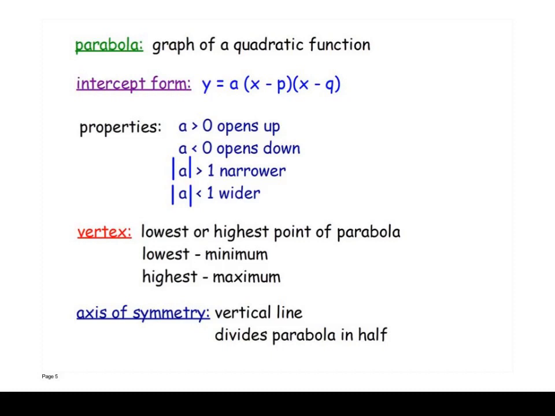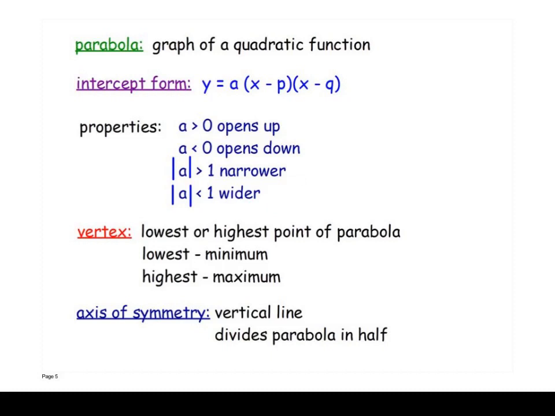Some properties of our leading coefficient will change the shape of our parabola. When our a is greater than 0, our parabola will open up. When a is less than 0, our parabola opens down. When our leading coefficient is greater than 1, it becomes more narrow. And when our leading coefficient is less than 1, it becomes wider.